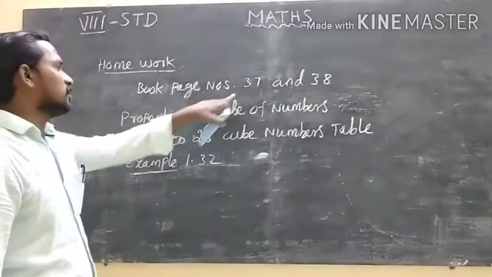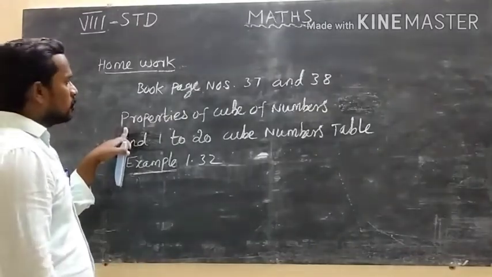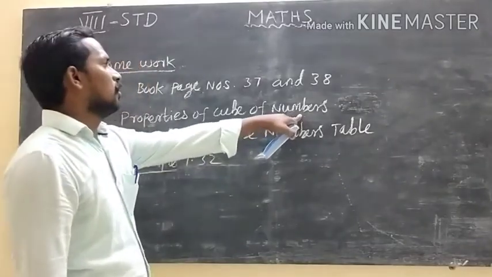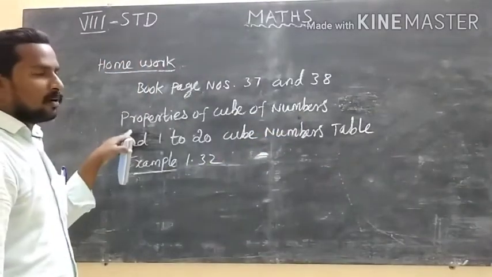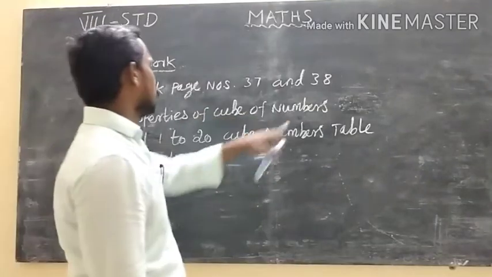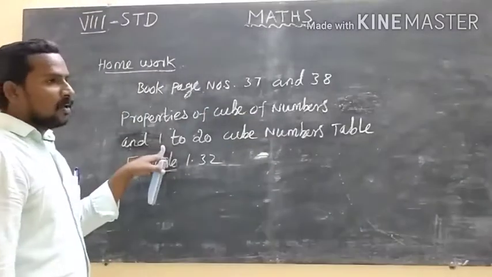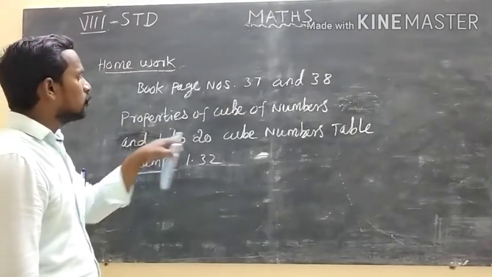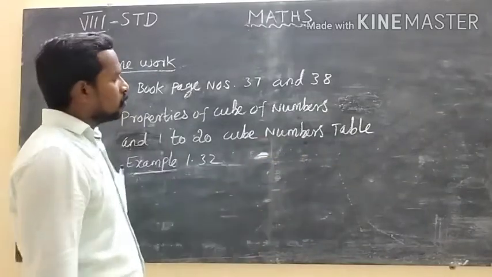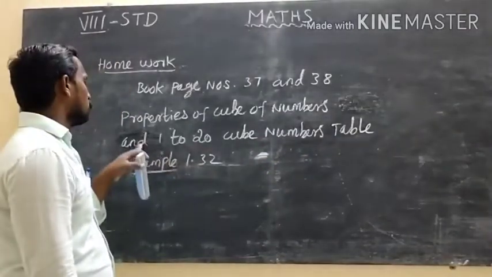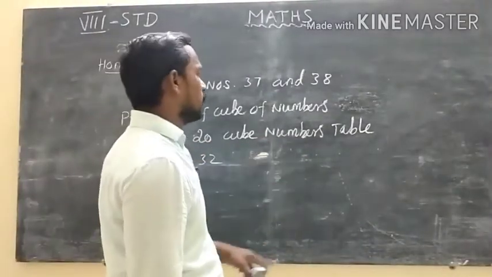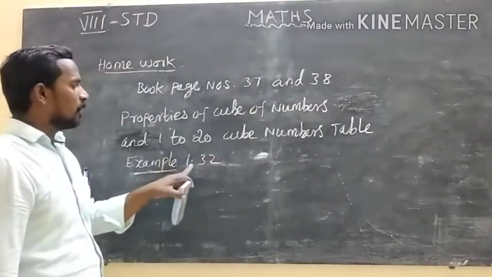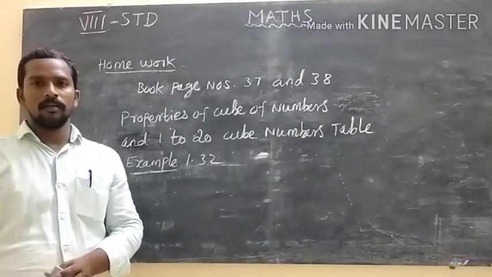On page 37 we have a box. The box gives the properties of cubes of numbers with examples. This is your homework. Read it and write it for your test: properties of cubes of numbers. Below that on page 37, you get a table from 1 to 16. You have to write the cube numbers from 1 to 20, so find 4 extra numbers and write the table. Next, page number 38, example 1.32. Okay. Thank you. God bless you.